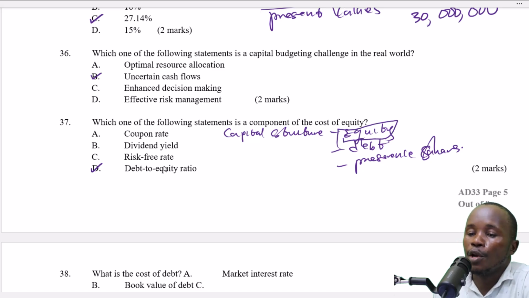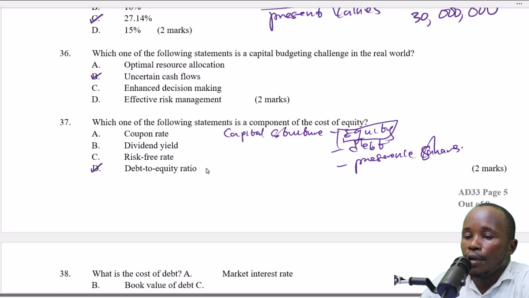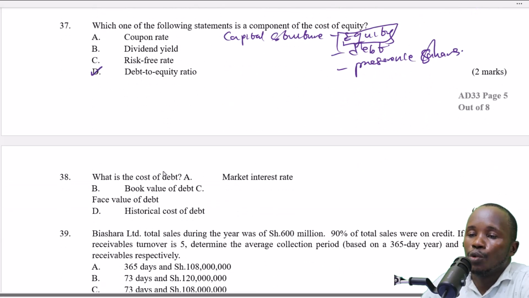When you have this debt to equity ratio, you are able to use it, because for the component cost of capital, we have equity, debt, and preference shares. So that is it. Here, it is saying that the component cost of equity could involve debt to equity.